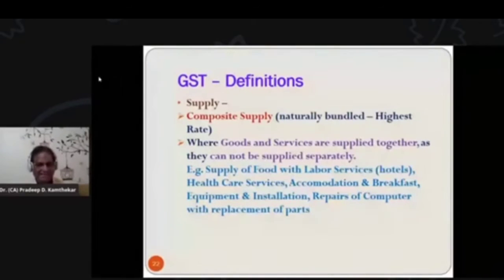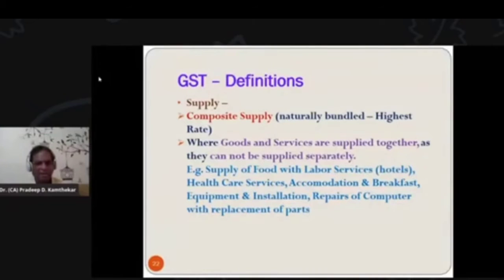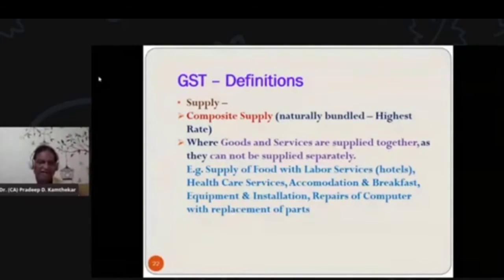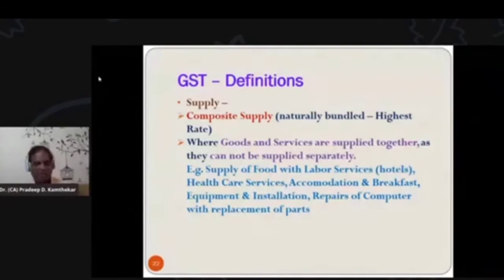So these expenses can't be separated. When you get a bill in a particular hotel, you get one bill for the goods and services supplied to you together, which are naturally bundled and can't be separated. So that is the case of composite supply. And for that, the highest rate of whatever goods and services you are consuming or availing is applicable on the entire amount, like we have seen in mixed supply.